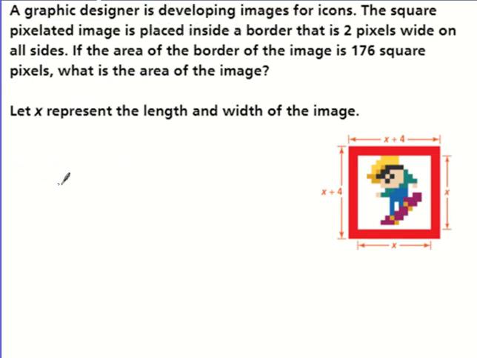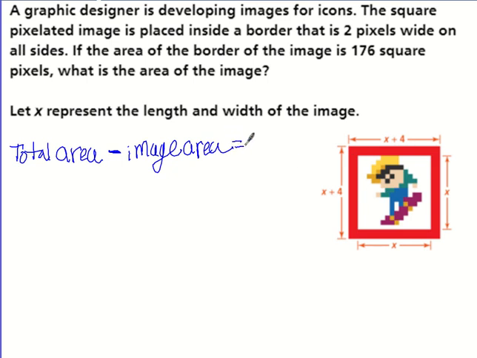Okay, so here's what we're going to do. We know that we have this total area, this big piece. And we are going to then subtract the image area. The reason we're going to subtract it out is because that will then give us the border. That will equal the border area.